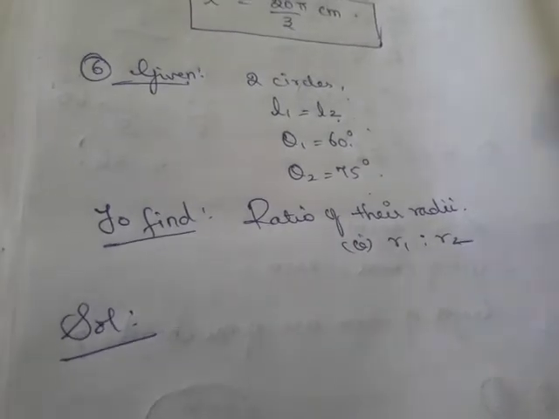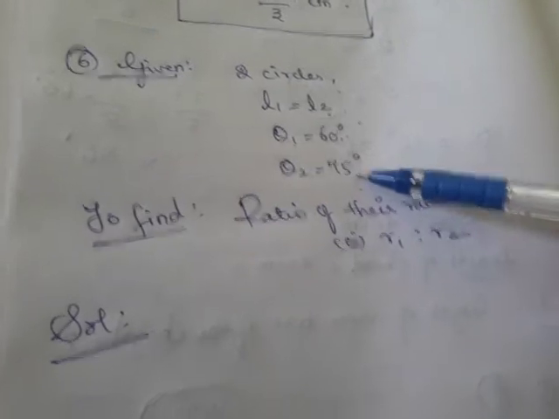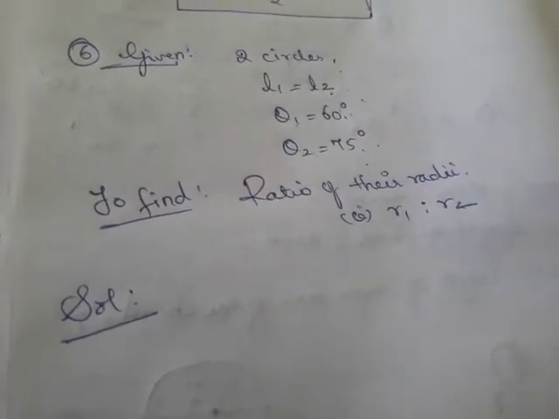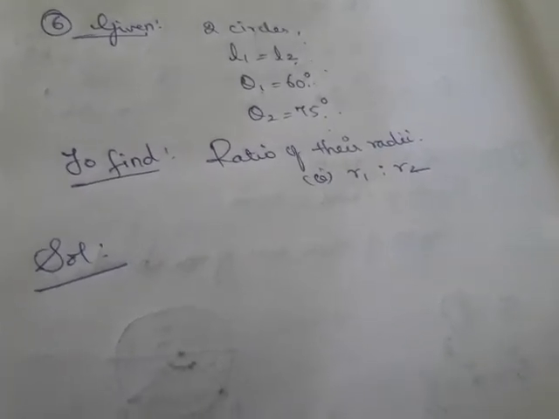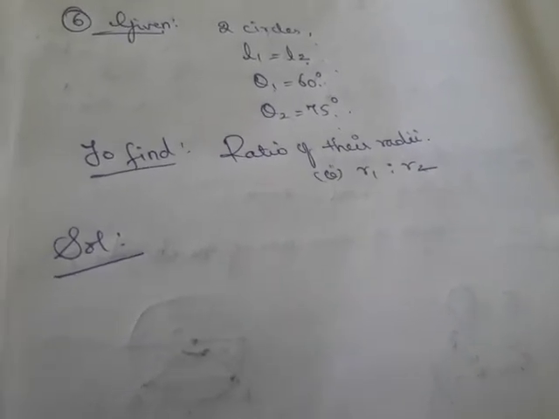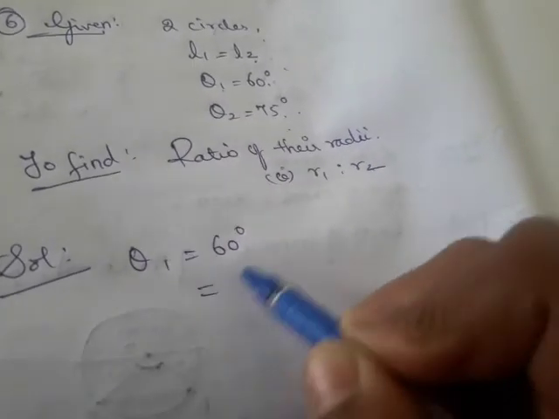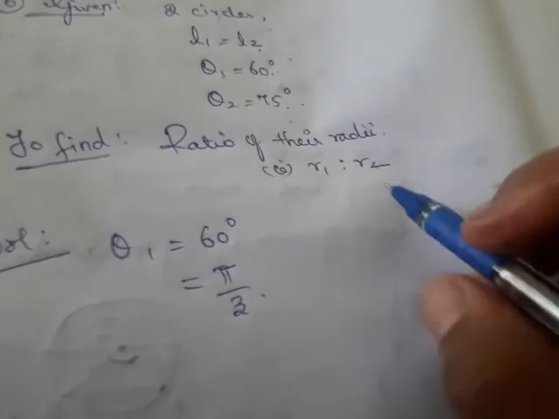Again, I am reminding you, theta values are given in degree, but when we deal with angle subtended at the center of a circle, while we are substituting or using the formula L equals theta into R, we should give only the radian measure of theta. You should not give the degree measure of theta. So first what you should do, convert this degree measure into radian measure. So theta 1 equals 60 degree. Just now we found 60 degree is nothing but pi by 3. These are all standard values, you should remember.